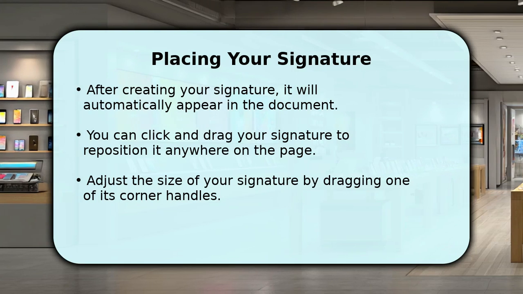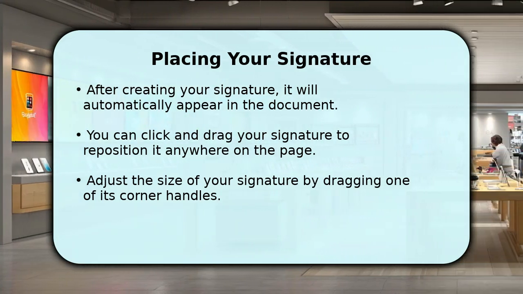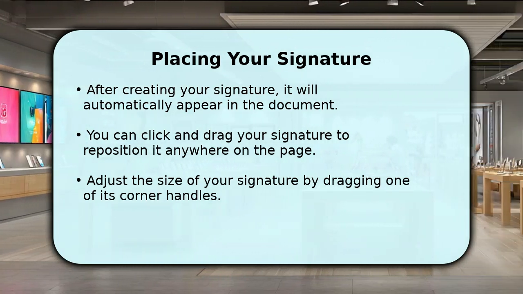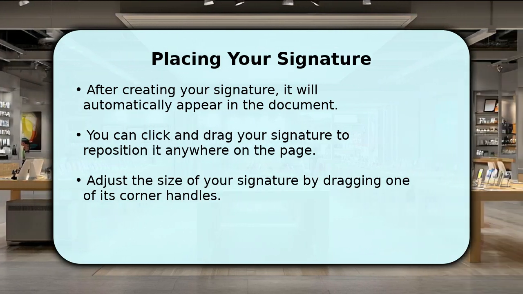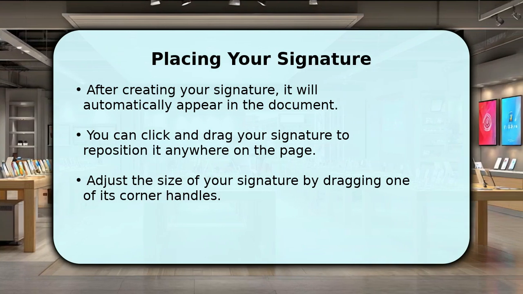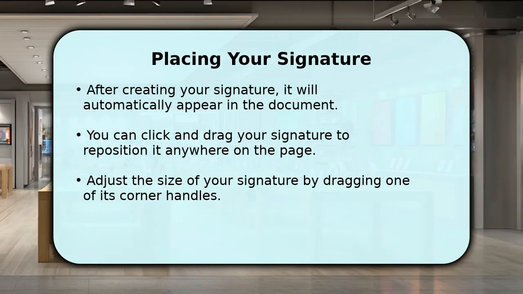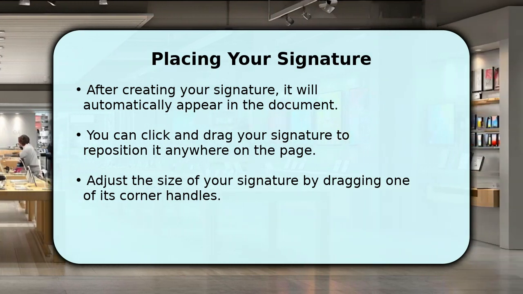Once you have successfully created your signature, it will instantly appear as a digital image within your open document. You can easily click and drag this signature to move it precisely to your desired location on the page. To resize your signature, simply click on one of its corner handles and drag it inward or outward until it is the perfect size. This flexibility allows for accurate placement on any signature line.